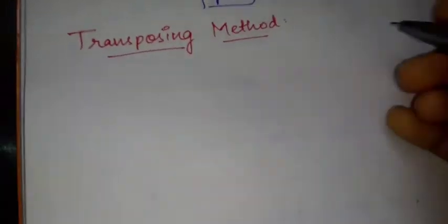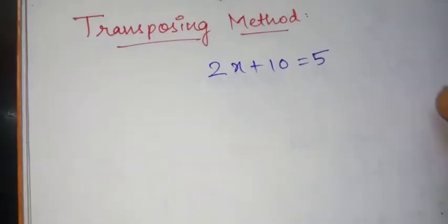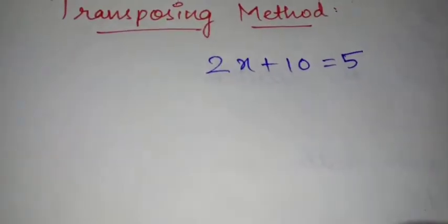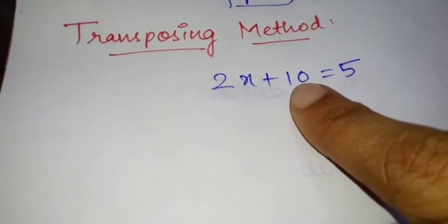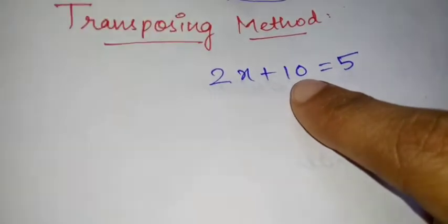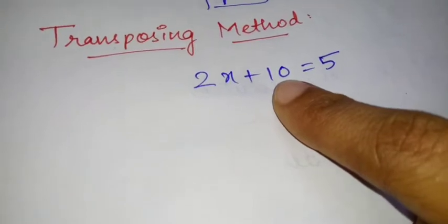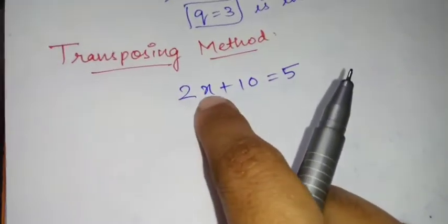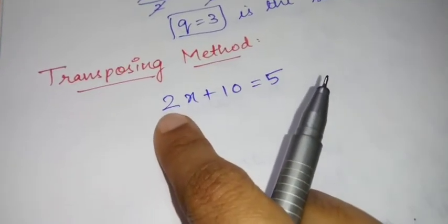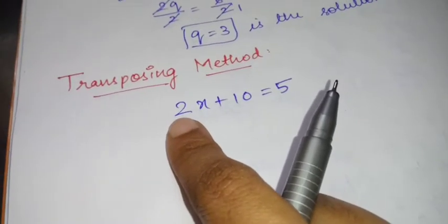Now, for example, I am going to give 2x plus 10 is equal to 5 as the equation, right? So if it is the balancing method, what will you do? You should first eliminate this plus 10. How will you eliminate this plus 10? By subtracting 10 on both the sides. Then after that 2x is there. How will you eliminate this 2? Divide by 2 on both the sides. Like that only you will find the solution using the balancing method, right?